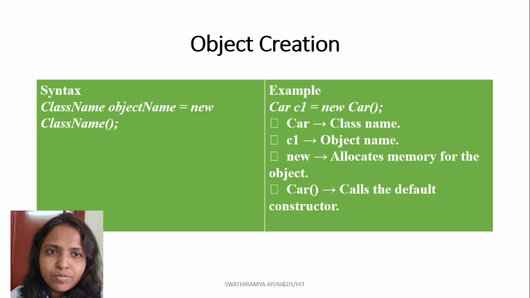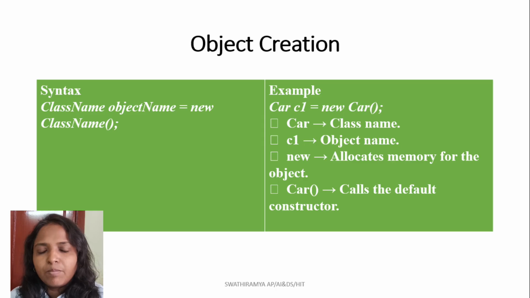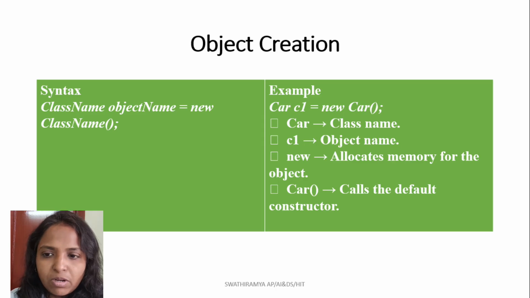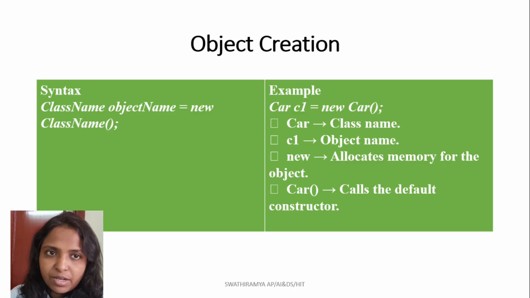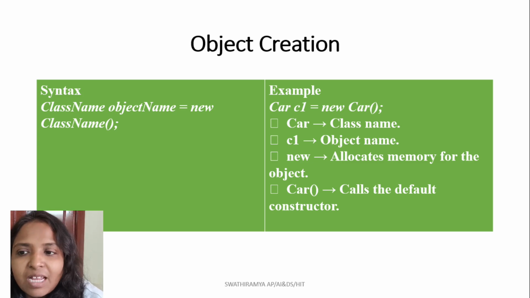Now to create the object, this is the syntax. Class name, object name is equal to new class constructor, that is Car, open bracket, close bracket, semicolon. Car is nothing but the class name, as I told you. C1 is the object name. This new keyword will allocate the memory for the object. That is why we are giving new. And Car calls the default constructor. This is the syntax for object creation.